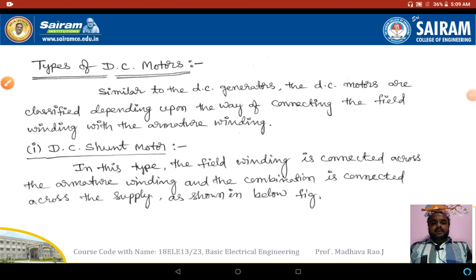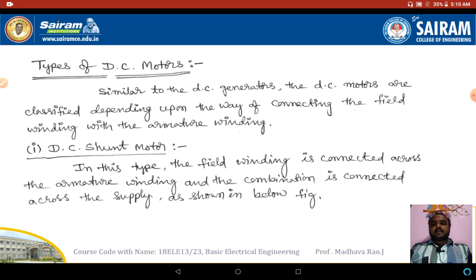Hi everyone, in this video we'll see about the types of DC motors. DC motors are similar to DC generators. DC motors are classified depending upon the way of connecting the field winding with the armature winding. Here DC motors are classified into DC shunt motor, DC series motor and DC compound motor. Compound motors are again classified into long shunt and short shunt.